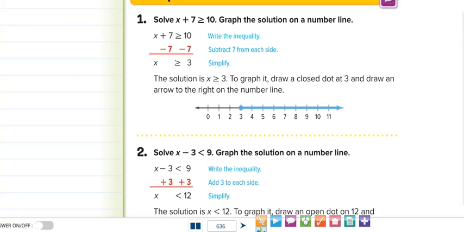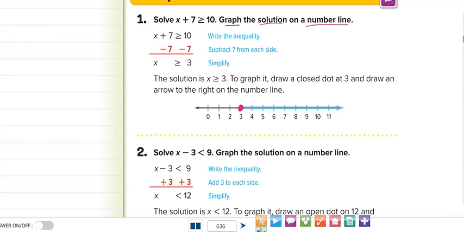Now, you are required to graph the solution on the number line. So you start by drawing a number line like this one, and you take the number 3, you plot the number 3 on the number line, and you make sure that it's closed dot, closed circle, because of the or equal sign. And x greater than 3 means heading to the right, going to the right.